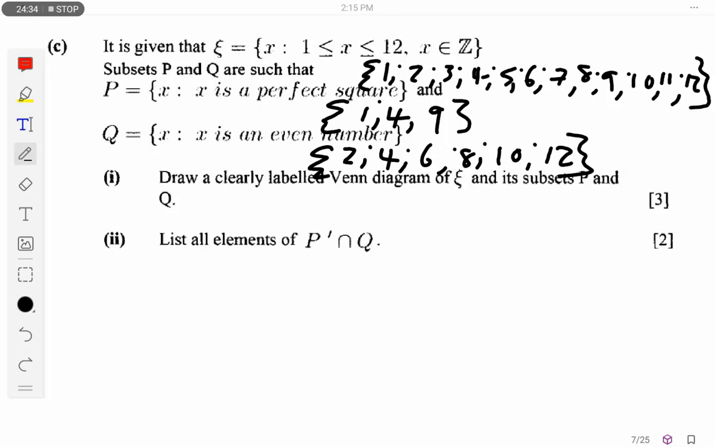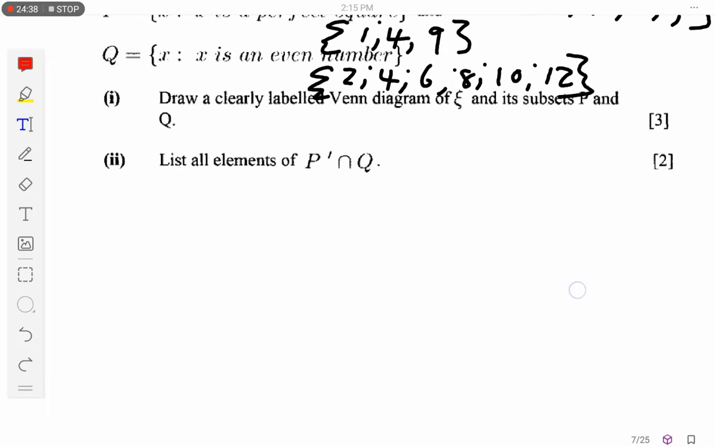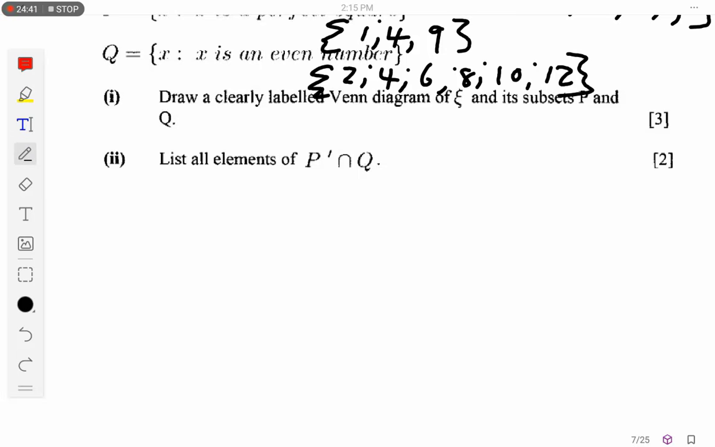Now they are saying draw the Venn diagram to show all of this information. So the Venn diagram is going to be like this.